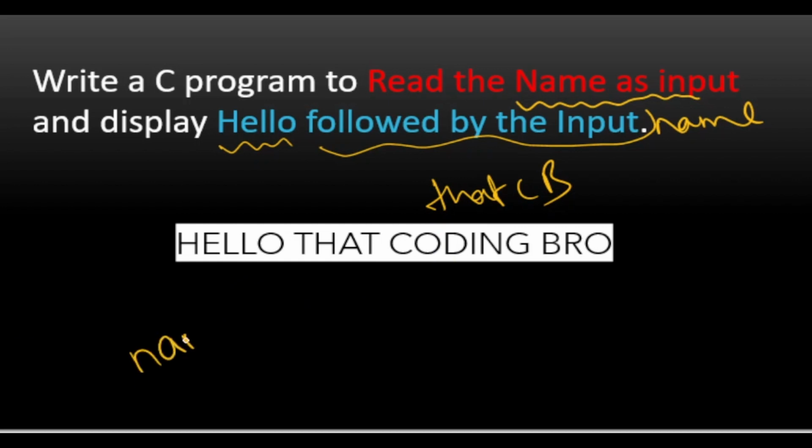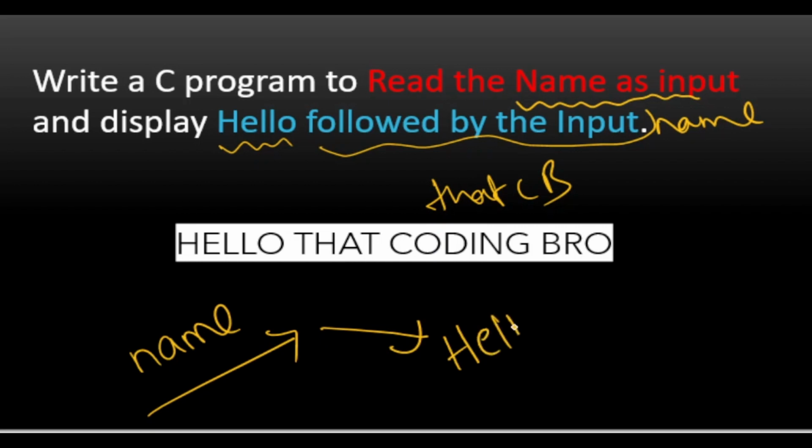A name. Name is given as input to the program and the program will print hello followed by that name. If the name is Ram, it will print hello Ram. If the name is Sita, it will print hello Sita. If the name is That Coding Bro, it will print hello That Coding Bro. Okay. This is the question which will take our name as input and print that name.